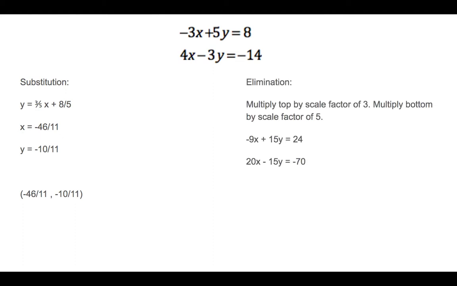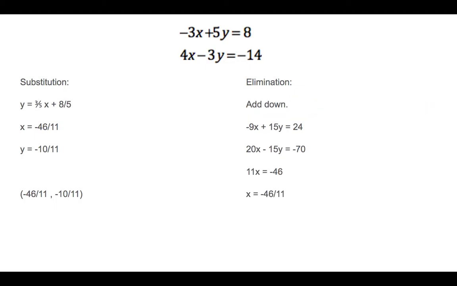Now if I come to the elimination side of things, I'm going to multiply the top by a scale factor of 3 and the bottom by a scale factor of 5. Again, there is more than one starting point for this process. This is just an example of one of them. In this instance, after I triple the entire top equation and quintuple the entire bottom equation, when I add down, I will notice that my y variables dropped out. And I was left with 11x equals negative 46, and I got negative 46/11. That seemed like a lot less work.